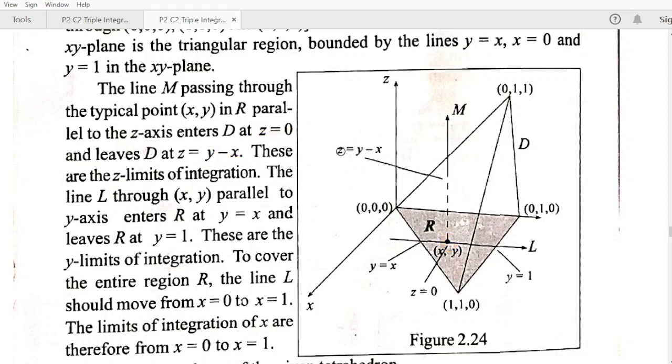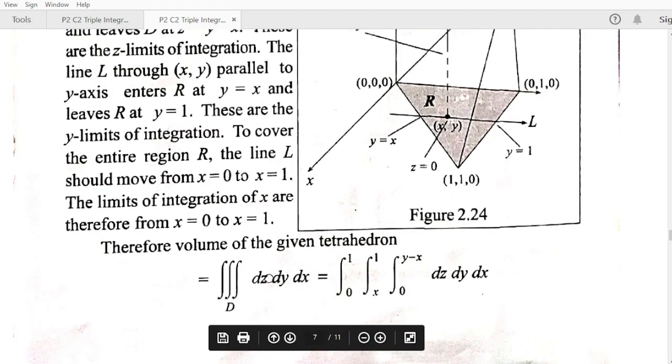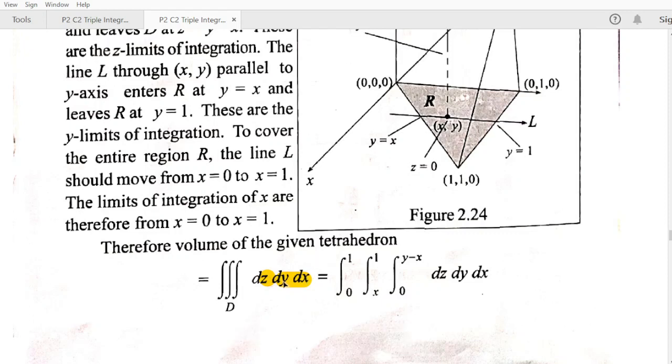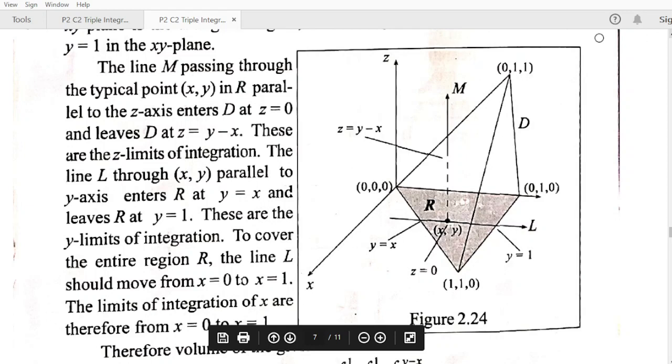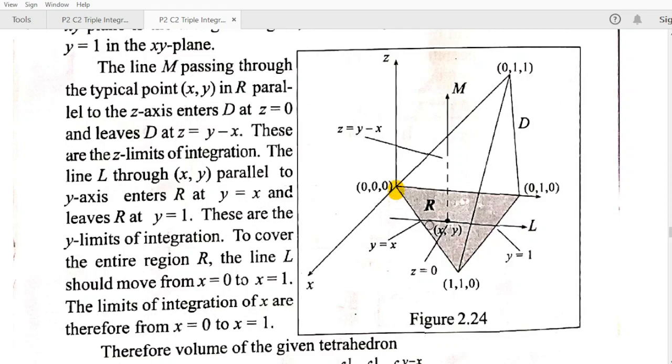To find the limits for the other variables, we have to see what the order is. First we have found the limit of z. Now we have to find the limits of y and x. To find the limits of integration for y and x, we will be projecting our region onto the yx plane, or xy plane. Here we can see that our region is already touching the xy plane.